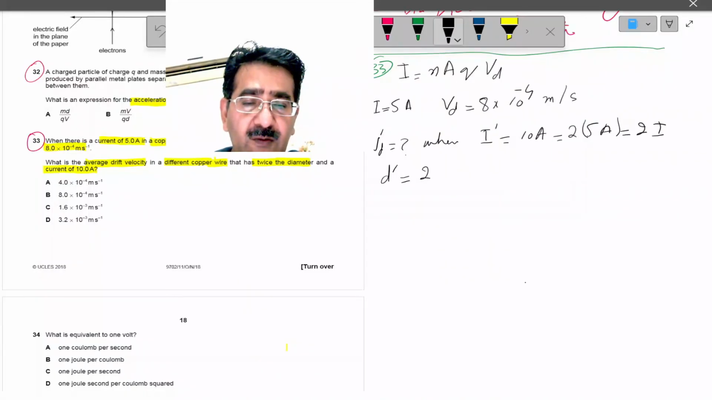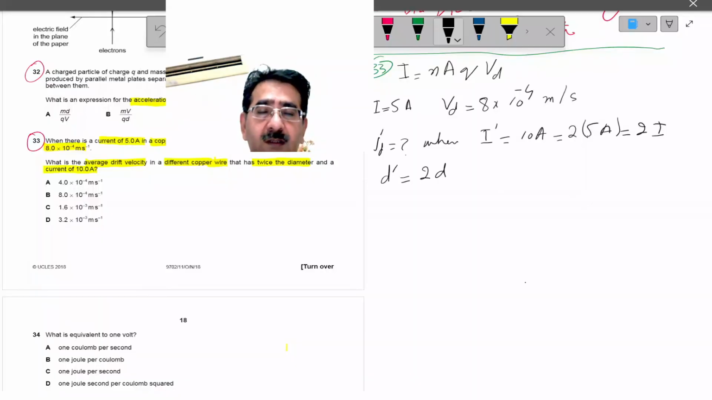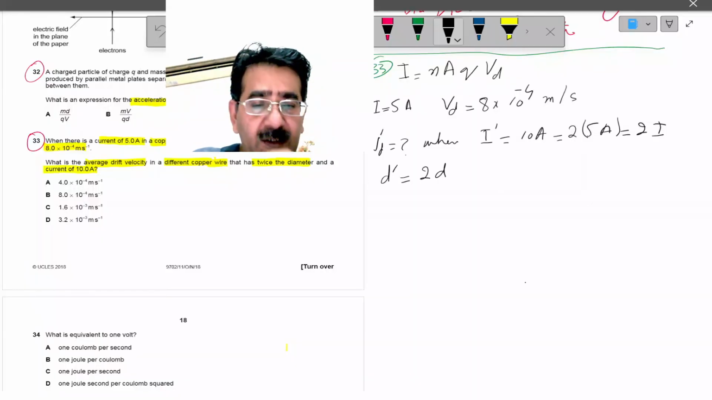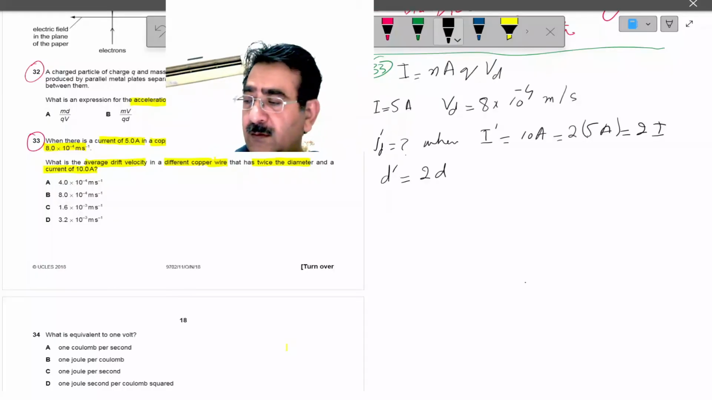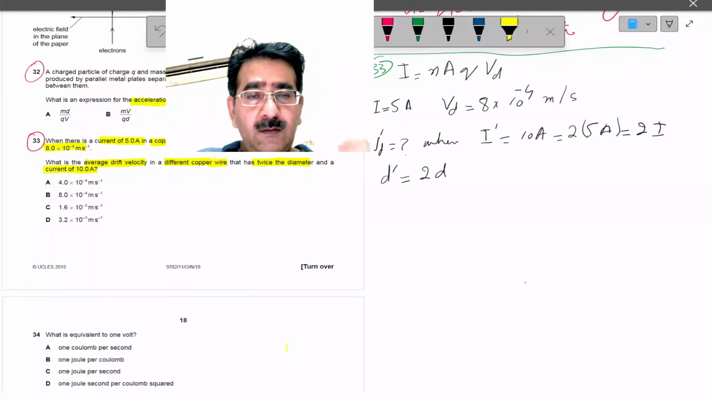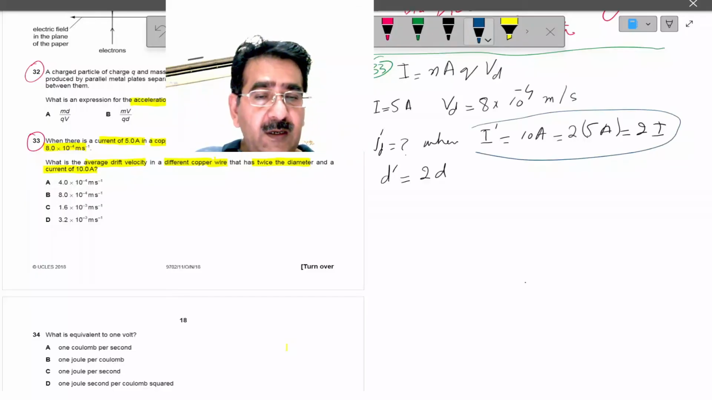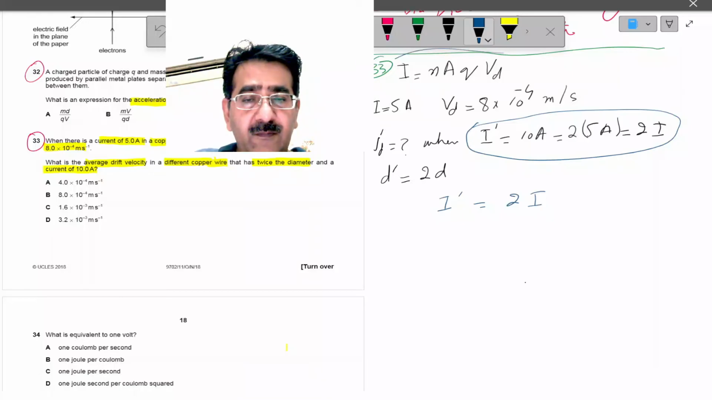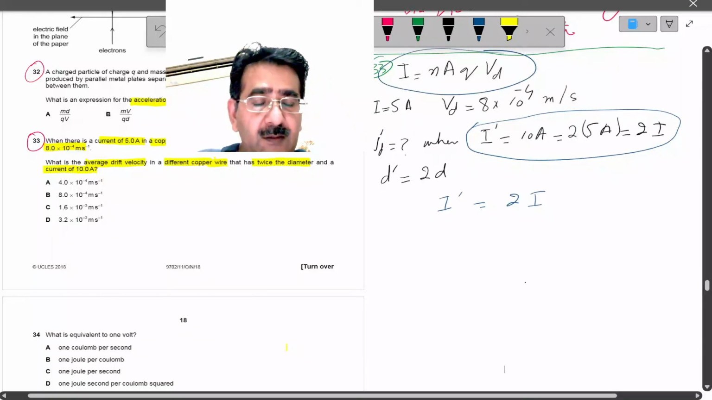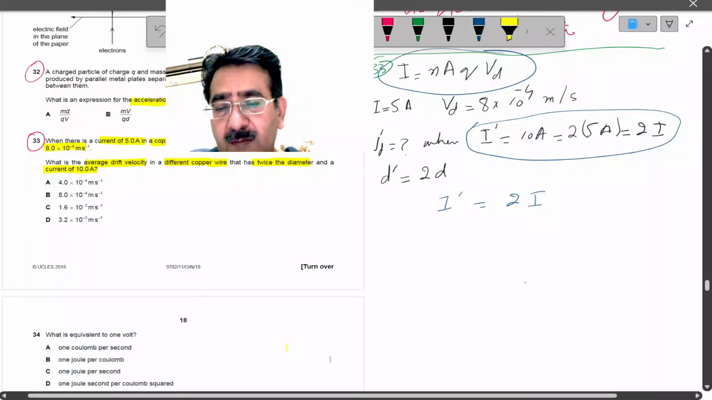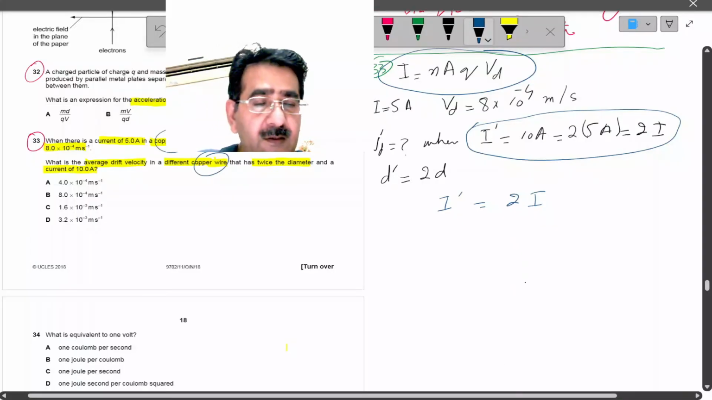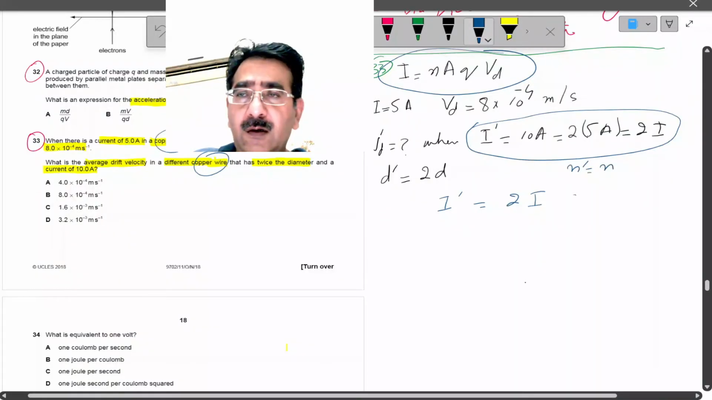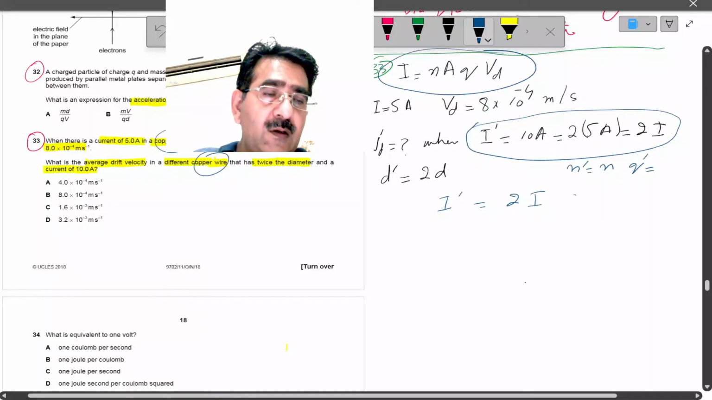Diameter D is 2. So these are all the given data. The diameter is replaced with this. From all these given data, I dash is equal to 2I. Because they are both made from the same copper wire, this implies that N dash is equal to N, and Q dash will be equal to Q.